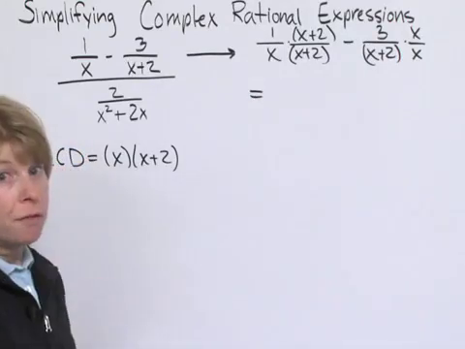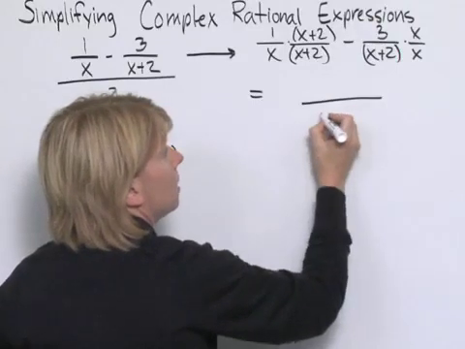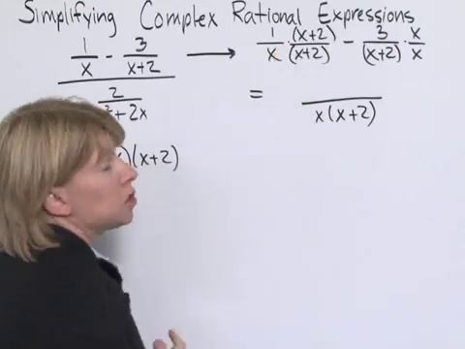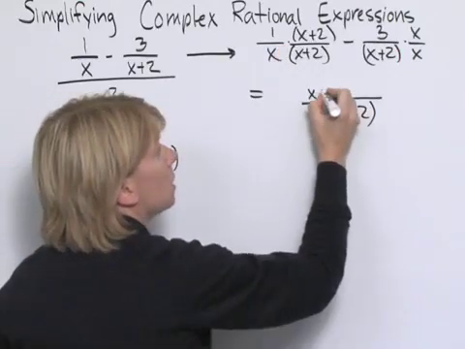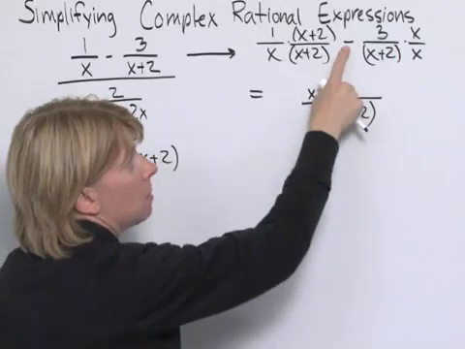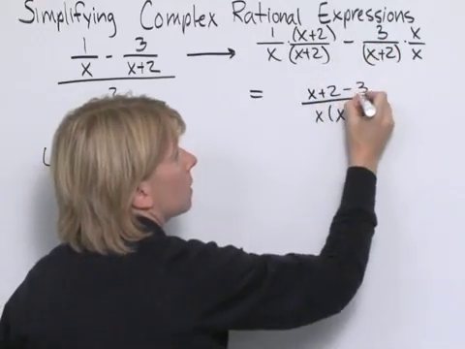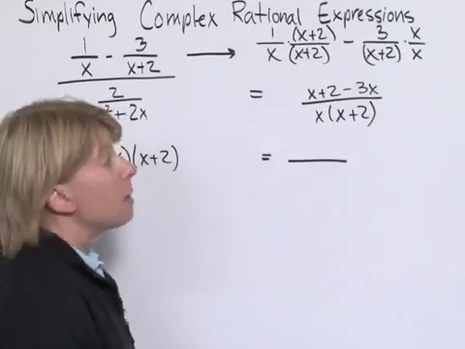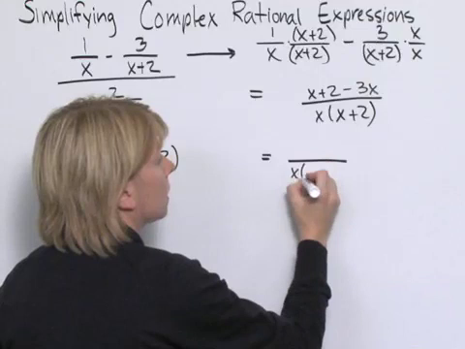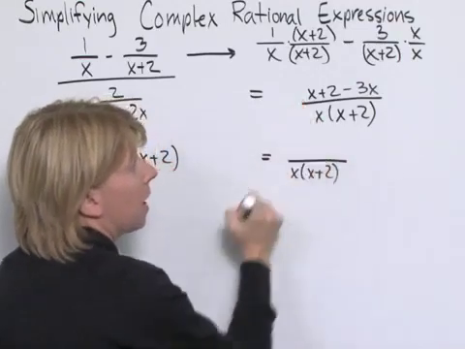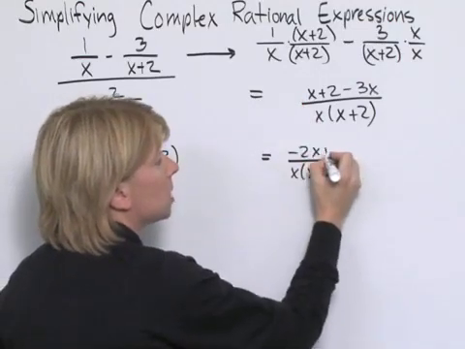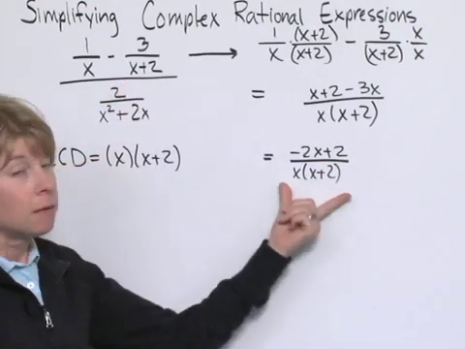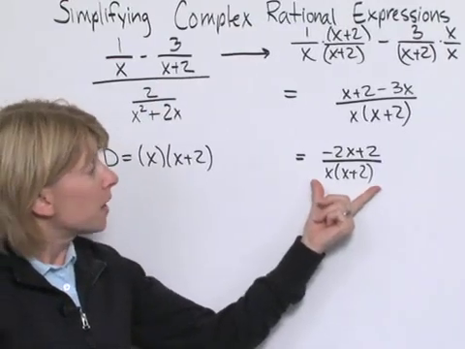Now I want to write that as one fraction. Our denominator is the LCD. And in the first numerator, 1 times x plus 2 is x plus 2 minus 3 times x. Simplifying the numerator, combining the two x terms, I have negative 2x plus 2. So after subtracting in the numerator, I get this for the simplified numerator.